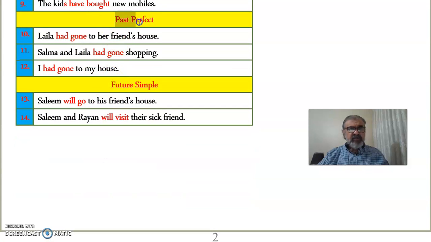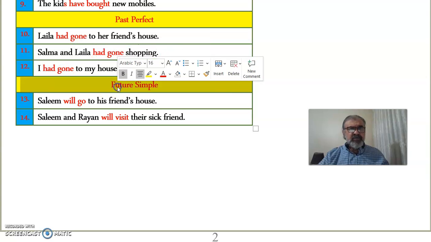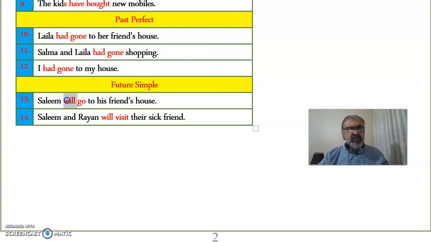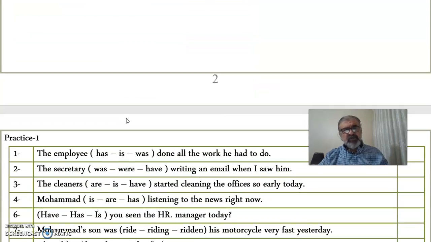Now, past perfect doesn't make a difference whether we are dealing with singular or plural or any pronoun. They all take had plus past participle, as you say, had gone, had gone. Finally, the future simple, any modal that should be followed by the base form. Now let's go down to the practice.